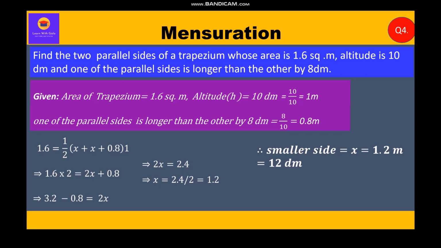Now, the larger side is equal to x plus 0.8, which is equal to 1.2 plus 0.8, which is equal to 2 meters. Now, 2 meters we will convert into decimeter by multiplying 2 into 10, which is equal to 20 decimeter. So smaller side is 12 decimeter and larger side is 20 decimeter.